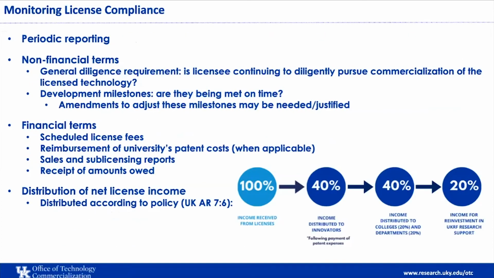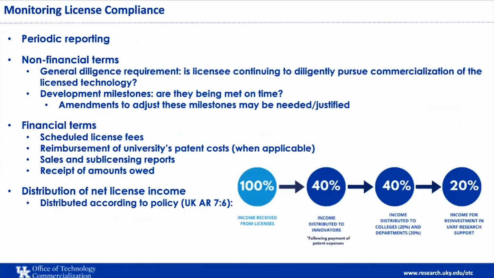So once we get through the license negotiation period, both parties have signed off, the agreement is in place, that's great. And so as any office grows a large portfolio of technology licenses, the importance of monitoring these existing agreements becomes increasingly more important. We want to monitor for financial terms as well as non-financial terms.